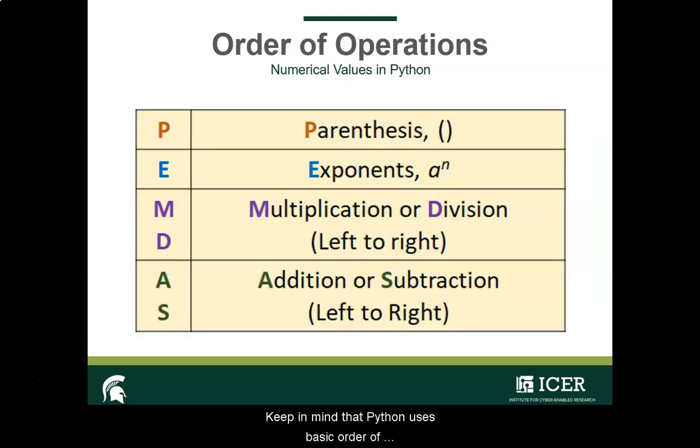Keep in mind that Python uses basic order of operations from math class. So it's going to do anything in parentheses first, followed by exponents, then do multiplication or division from left to right, and finally addition or subtraction from left to right.